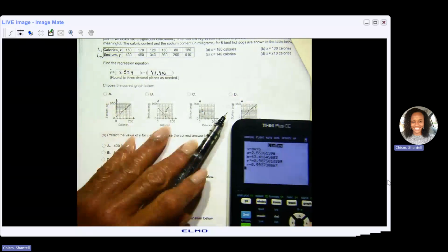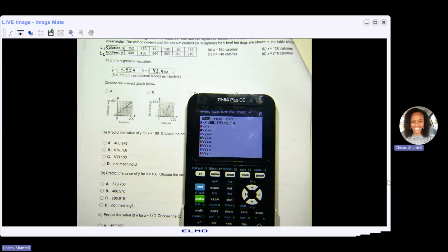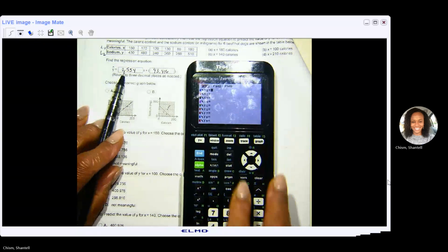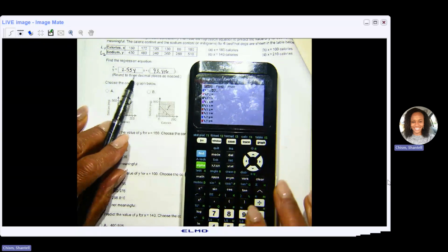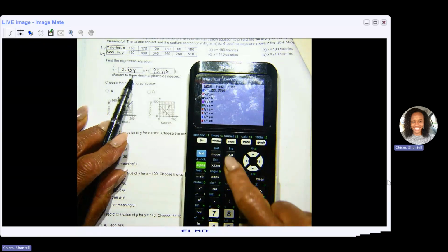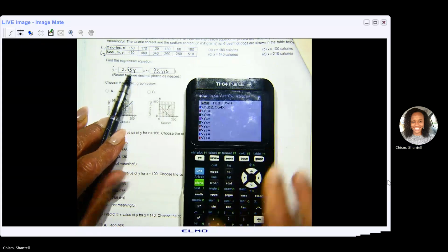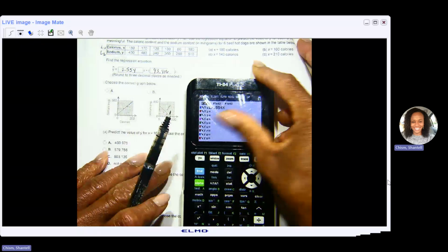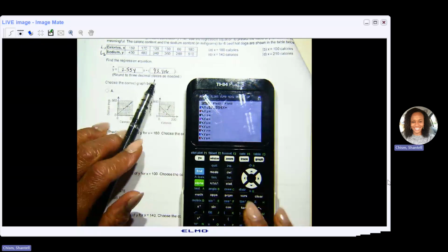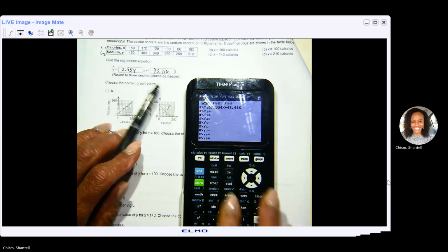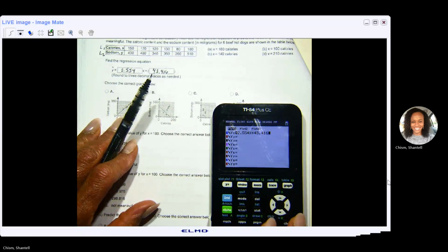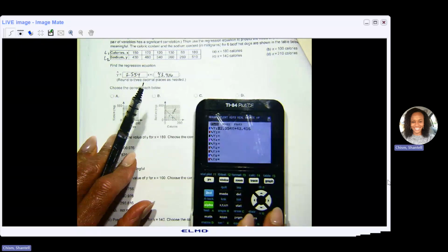All right. Let's now press y equals to put the equation in y equals so that we can see the graph. I still have the same equation from last time, so I'm going to press clear, and I'm going to enter this in: 2.554, and I want you to press the X,T,theta key. That gives me my variable x. And then I say plus 43.416. Okay.